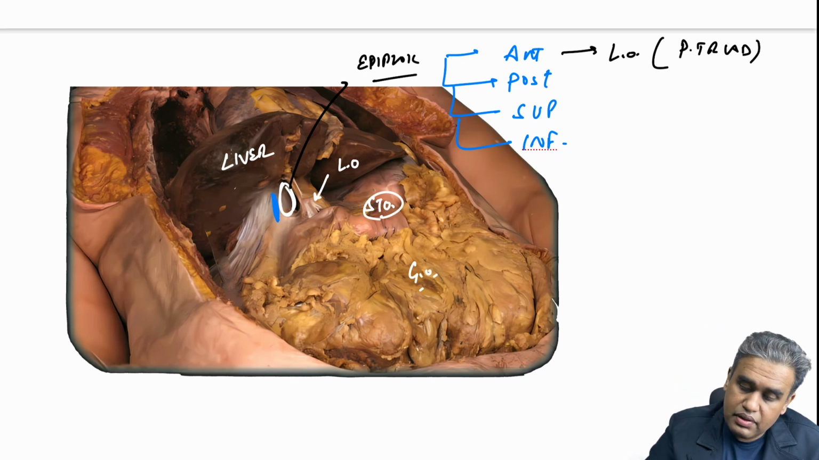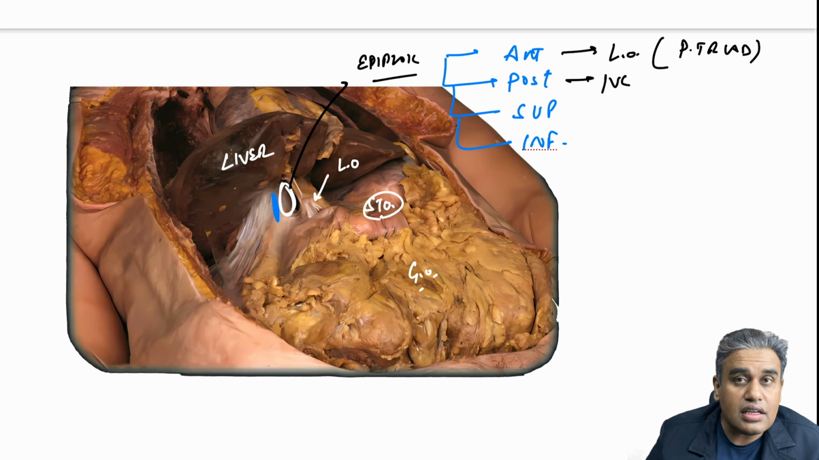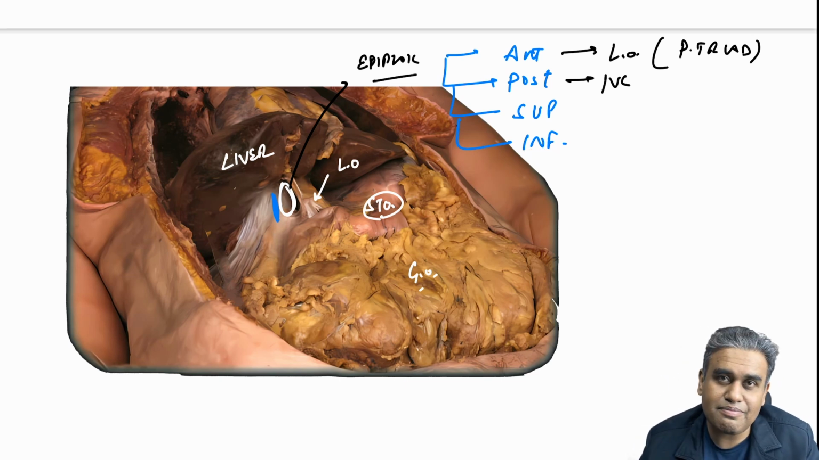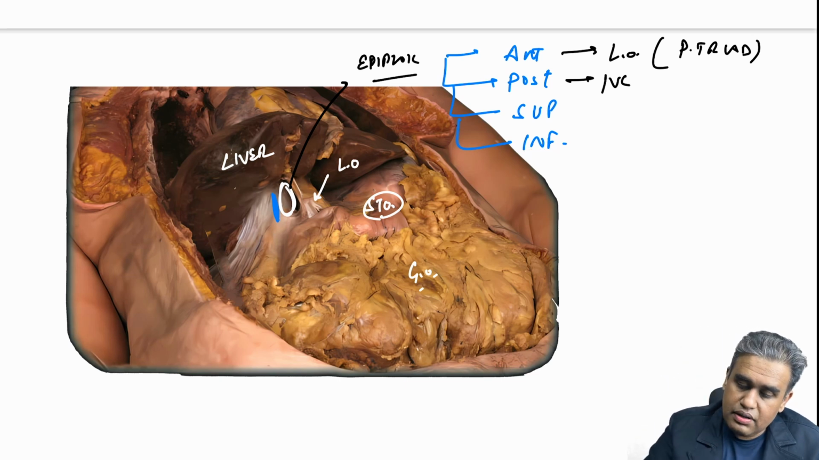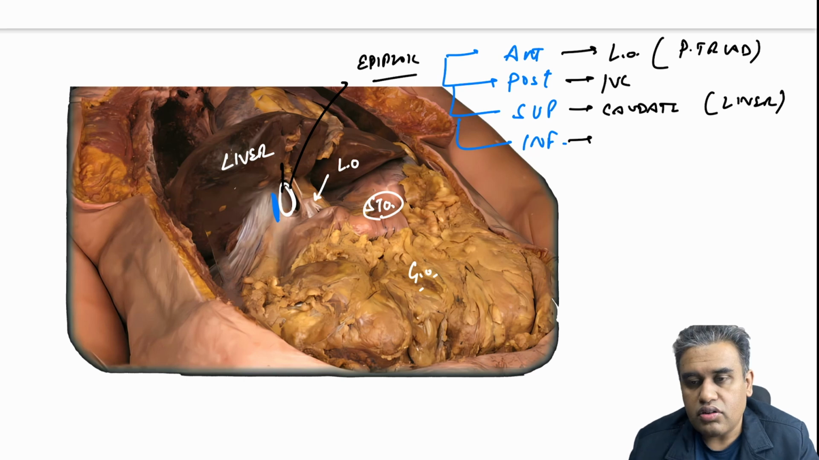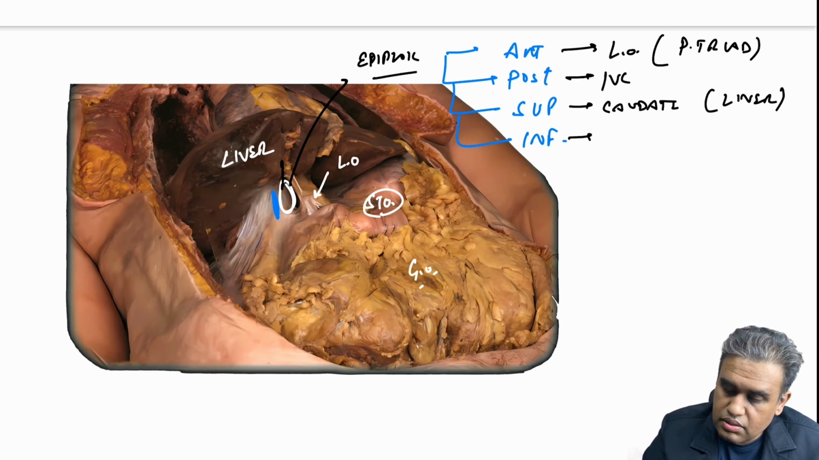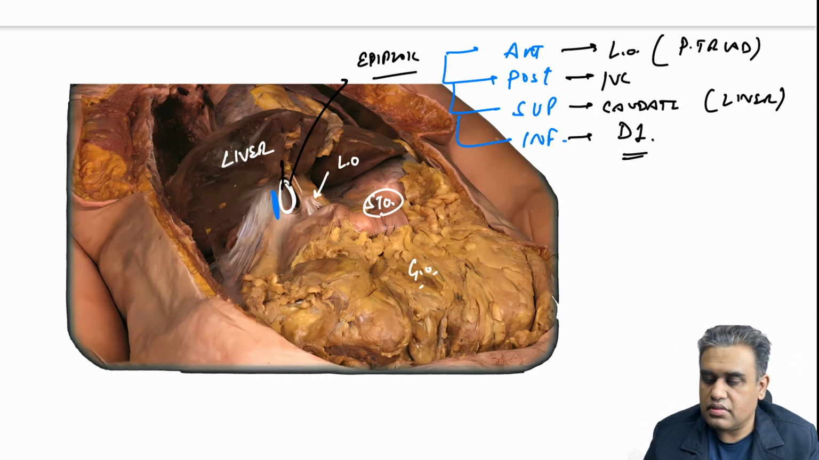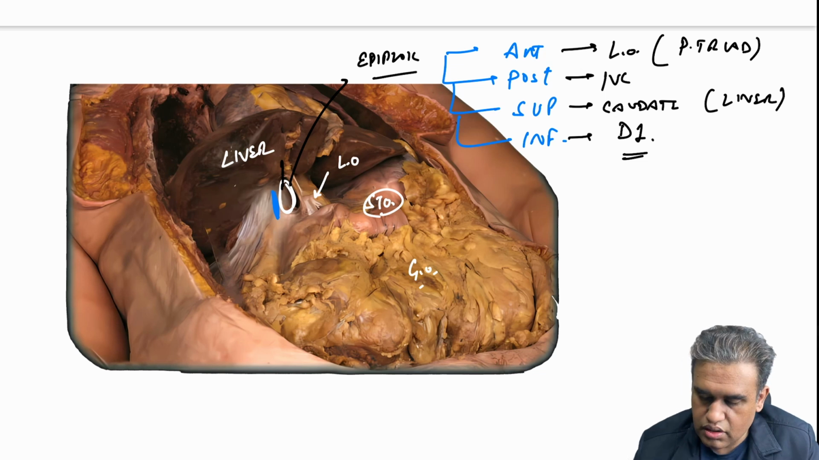What is lying behind? Behind is the IVC, inferior vena cava, and that was actually the answer. What lies above? Above you can see is the liver. Basically, we have the caudate process of the liver. So basically above we have the liver. And what lies below? Below you have the continuation of the stomach. And the continuation of the stomach over here is basically your D1, the first part of the duodenum.